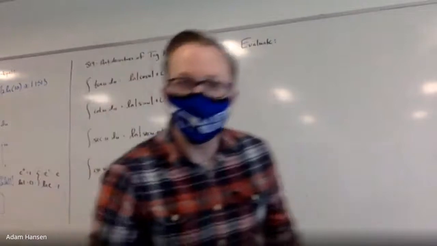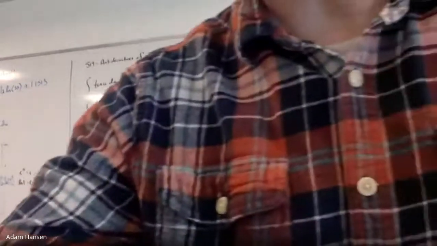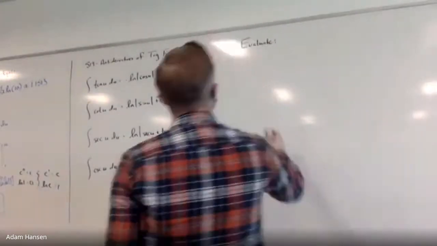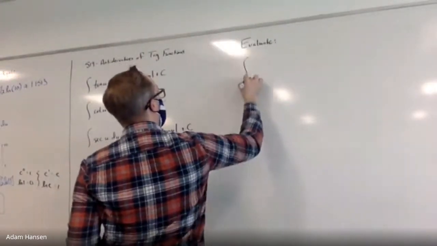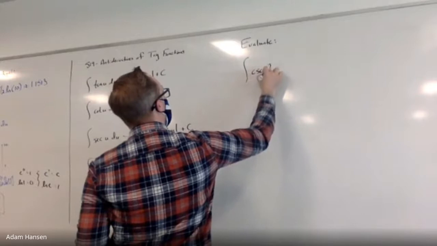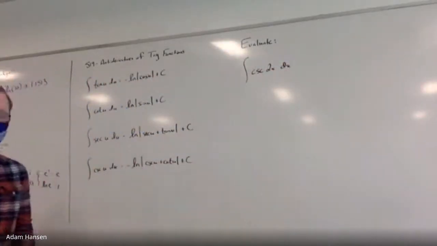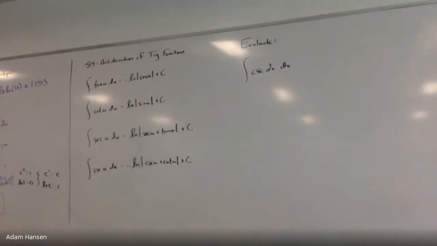Evaluate each definite integral or antiderivative, whatever we've got here from my notes. What is the antiderivative of cosecant 2x dx? Talk about composite functions. I wager this is a composite function. What's the inner function? What's the inner function in this question? 2x.